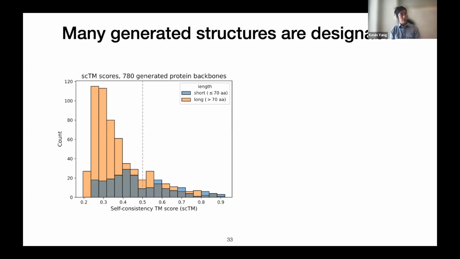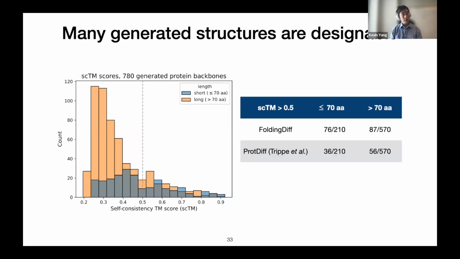You can see that for both generations under 70 amino acids and over 70 amino acids, we can generate a fair number of designable backbones. Compared to a point cloud diffusion method, we do better at both short and long generations. So it's a significant improvement over point cloud diffusion.